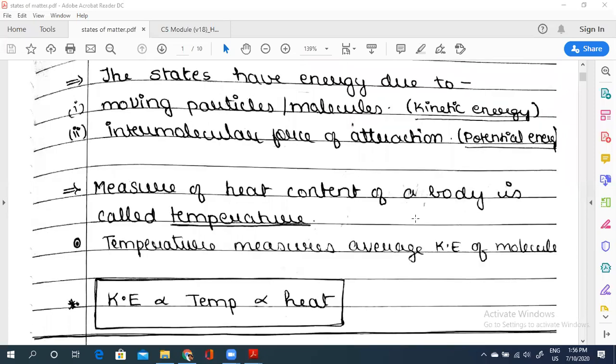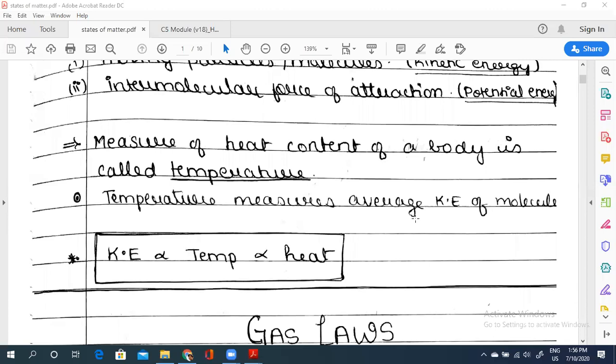So I can say that the heat content of a body is your temperature. This depends on kinetic energy, and that is the average kinetic energy. So temperature measures average kinetic energy of a molecule. So kinetic energy is directly proportional to temperature, is directly proportional to heat content, right? So I guess everyone is clear about this. In later topics, we will get to know the formula of kinetic energy in terms of temperature. But intuitively, you should understand that kinetic energy depends on temperature. So if temperature is increased, which kind of energy will increase?